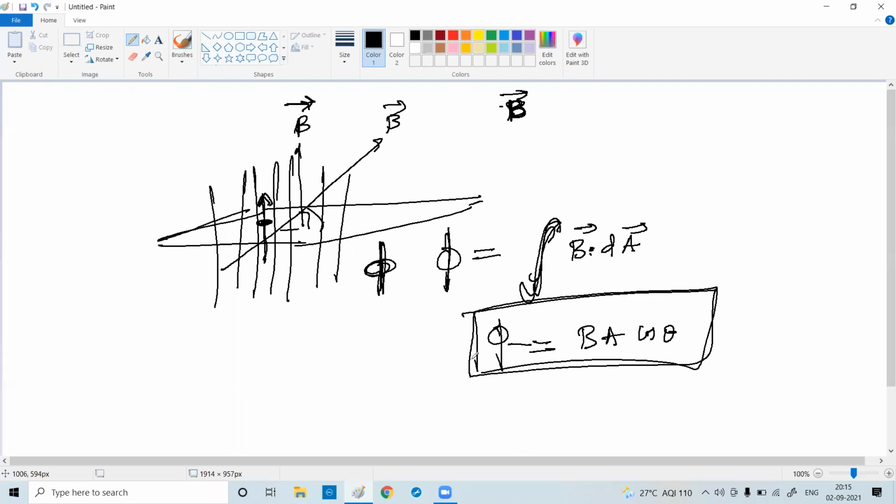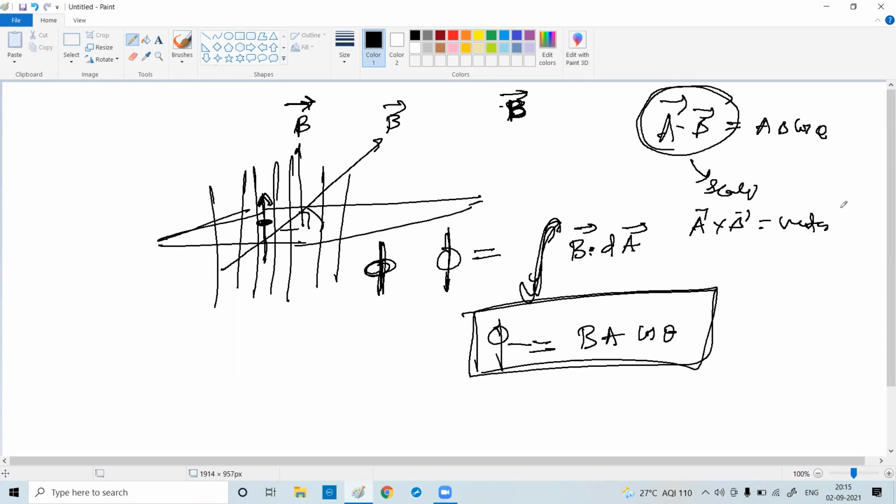Clear? So why do we use cos theta? Because this is a dot product. A dot B, where A and B are two vectors, is AB cos theta. When you do the dot product of two vectors, we get a scalar. Whenever you do the cross product of two vectors, you get another vector. A cross B equals C, and it is AB sin theta. Whenever you do a cross product of two vectors, you get sin theta. Whenever you do a dot product of two vectors, you get cos theta.